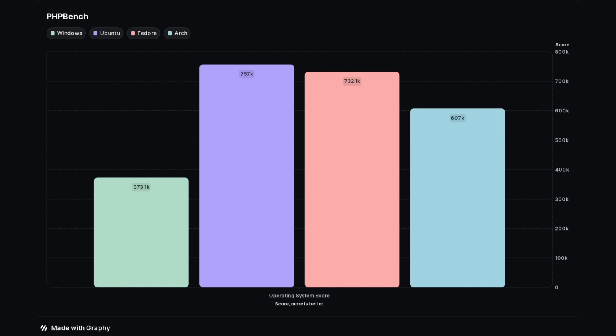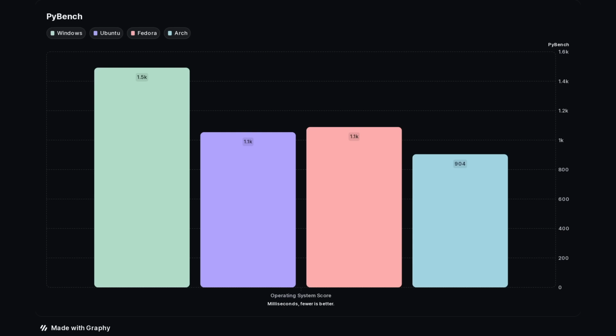This one is a score, so the more is better, and the highest scoring one is Ubuntu at 757,000, followed up by Fedora at 732, Arch at 607, and then Windows at 373. Ultimately, there's a reason why Linux is the preferred platform of most servers in the world.